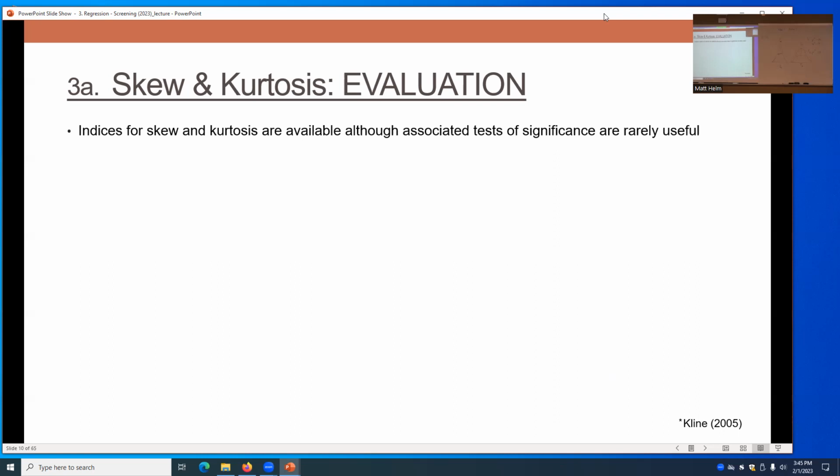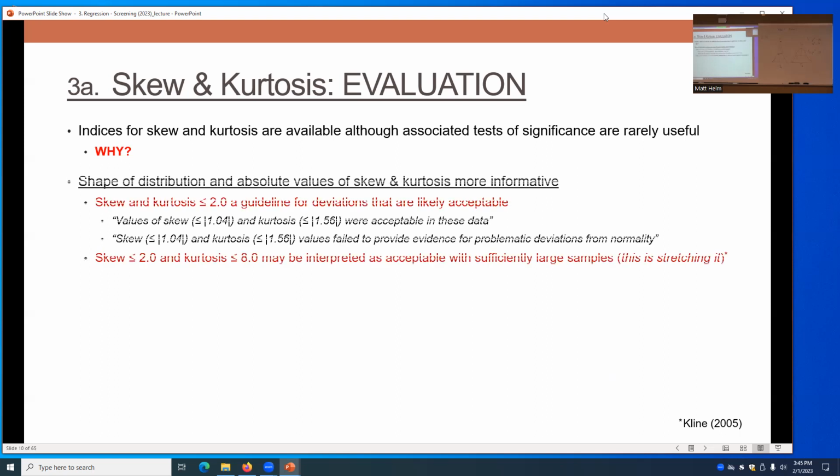So we've got to have our head on a swivel and make sure we know what we're looking at with this. What we're going to do is take a look at the shape of the distribution and the absolute values of skew and kurtosis. Now, the general guideline we've used before is skew and kurtosis less than 2, for deviations that are probably acceptable for the most part.